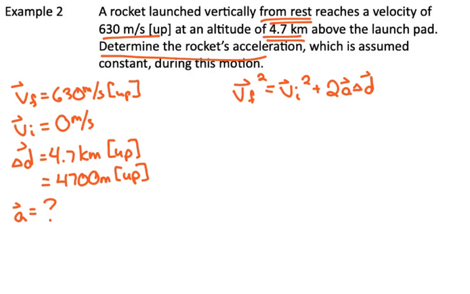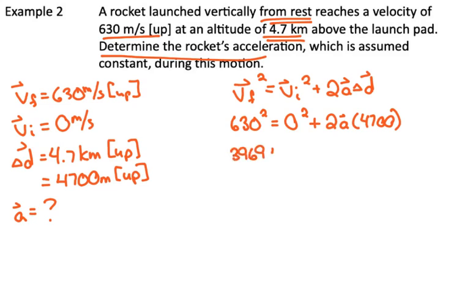Substituting in VF is 630, that will be squared. VI 0, which is squared, plus 2. A we don't know, delta D 4,700. Doing the math, 630 squared is 396,900. 0 squared is 0, and with the second term we can multiply the 2 and the 4,700, so that side will work out to 9,400A.